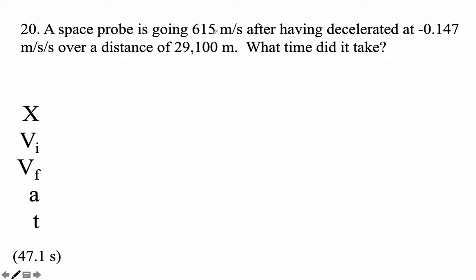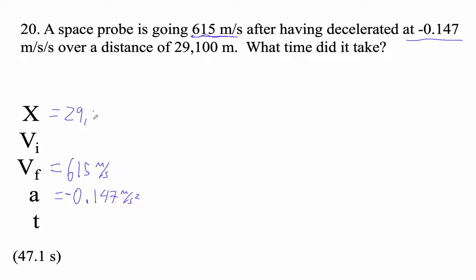A space probe is going 615 meters per second after having decelerated, okay? So I'm guessing that is our final velocity. I feel like it is, right? It's the velocity after, it says after. All right, 615 meters per second. It has decelerated at negative 0.147 meters per second squared, and then a distance of 29.1 kilometers, so 29,100 meters, right? What time did it take?